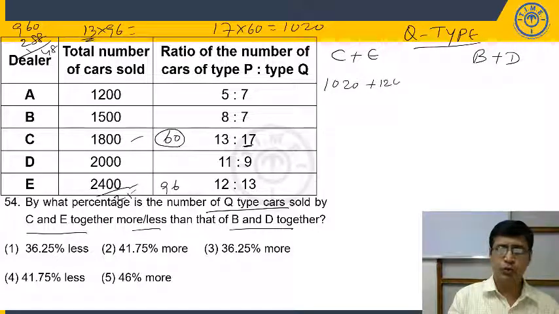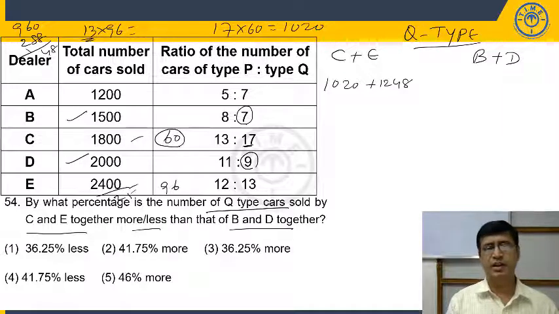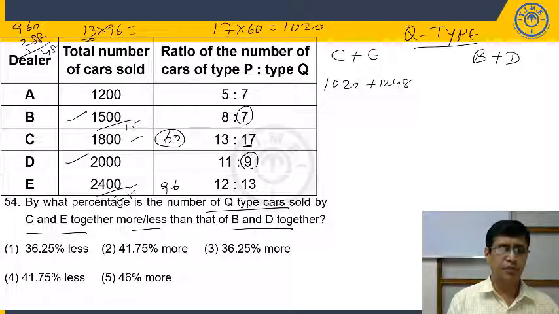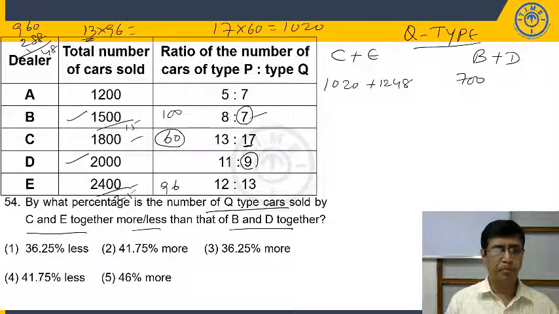What about B and D, Q type? B and D, Q type means the sum of the ratios is 15. Total value is 1500. So 1500 by 15, each part is 100. So 7 parts means 700. That is the Q type in B.